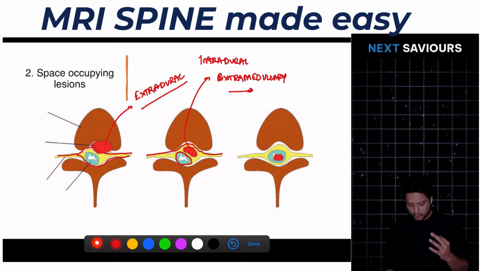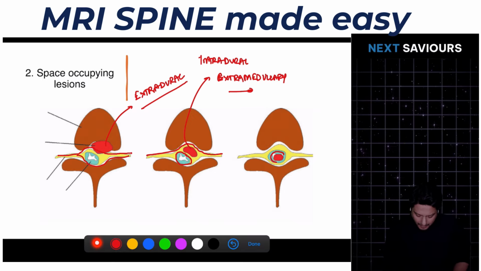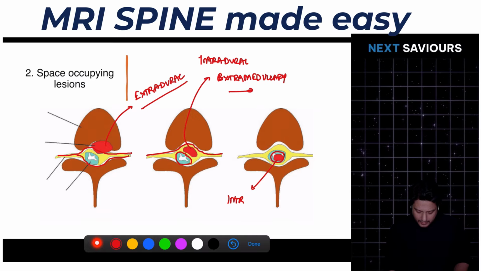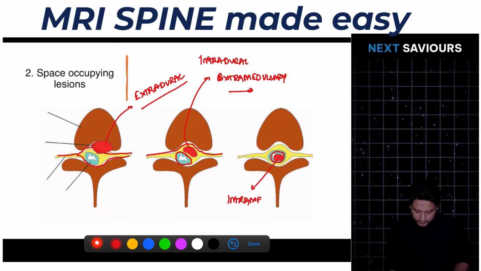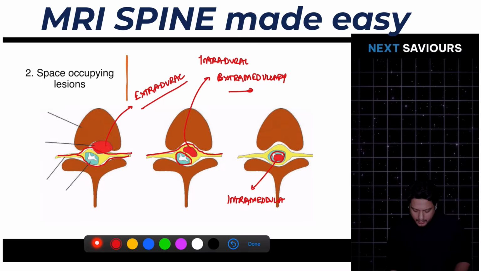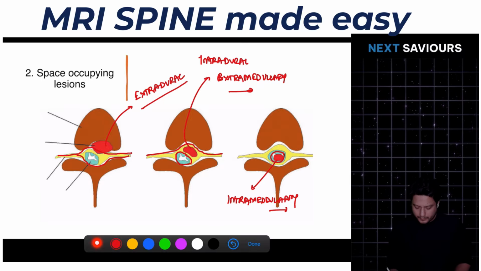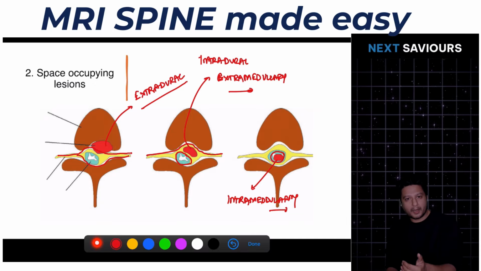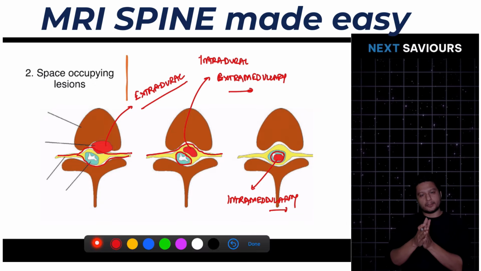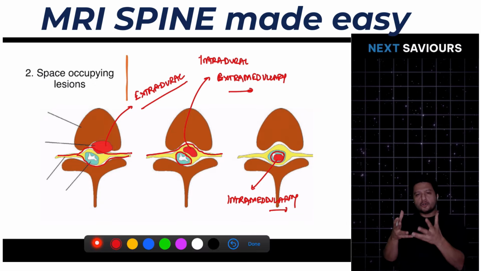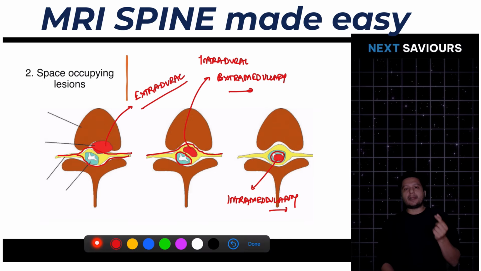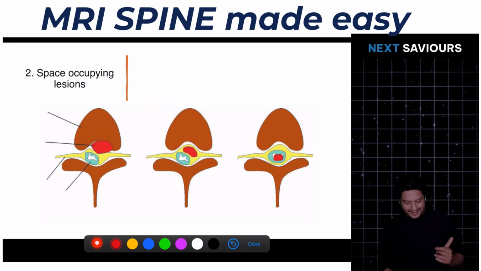And the third category of tumor is intramedullary tumors. As you can very clearly see, these are lying within the medulla, intramedullary, like astrocytoma and ependymoma. These are the two tumors which are usually intramedullary in location. Now, the point is how will you identify them on the MRI?